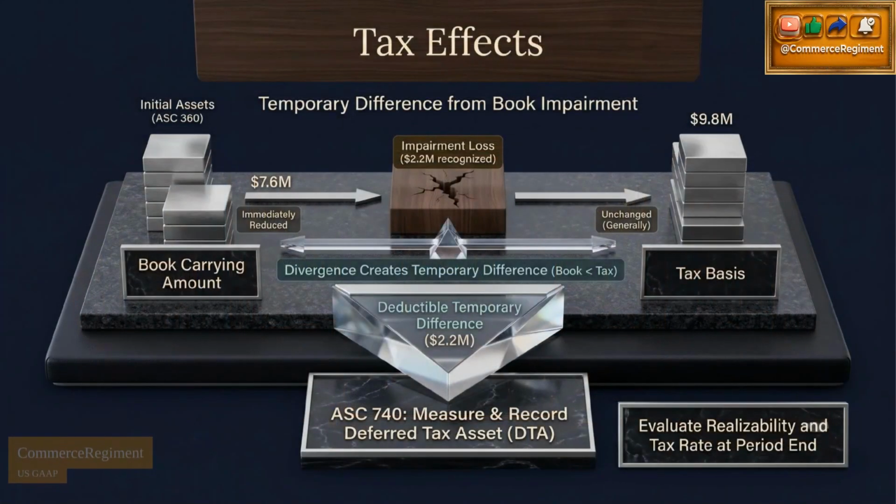An impairment loss can also create tax effects. Book carrying amount decreases immediately when the ASC 360 impairment is recognized. Tax bases may not decrease at the same time because tax deductions for asset write downs are often deferred until disposal or until another tax rule permits deduction. In this case, book basis falls from $9.8 million to $7.6 million. If tax basis remains higher, a deductible temporary difference may arise. Under ASC 740, the entity evaluates and measures any deferred tax asset, including realizability.